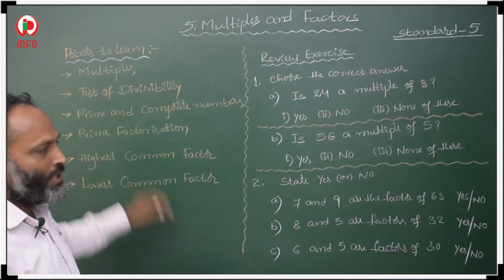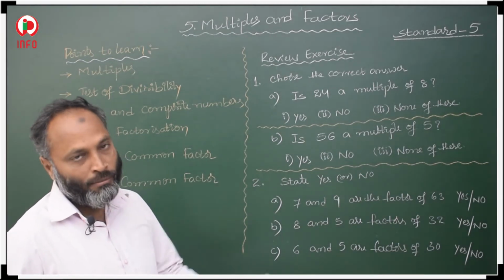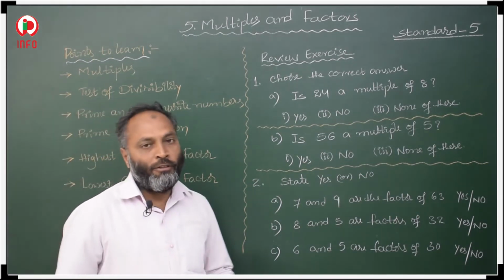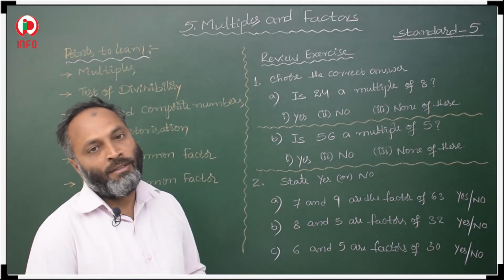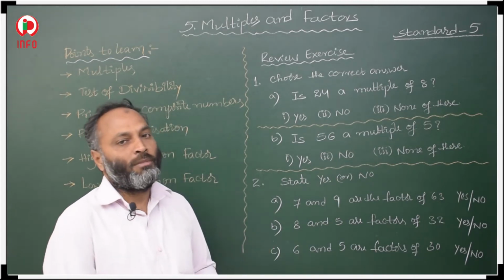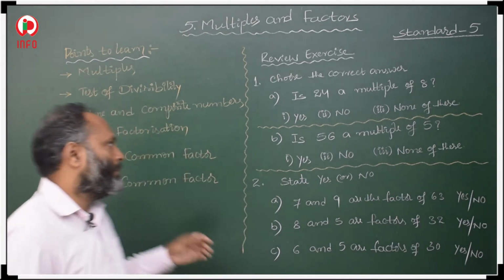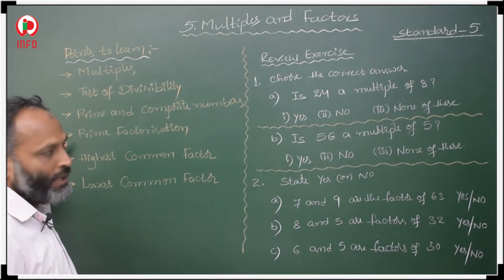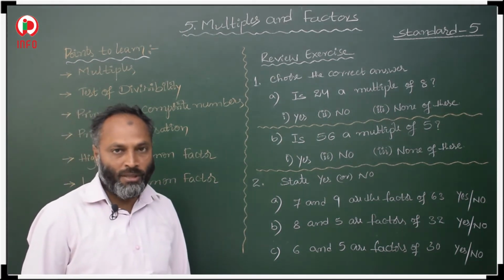Prime and composite numbers. What about prime numbers and what about composite numbers? Which numbers do we call prime numbers, and what are the properties of prime numbers? And similarly composite numbers. What are composite numbers? Then how do we find composite numbers? So about prime numbers and composite numbers, and after that the prime factorization method.